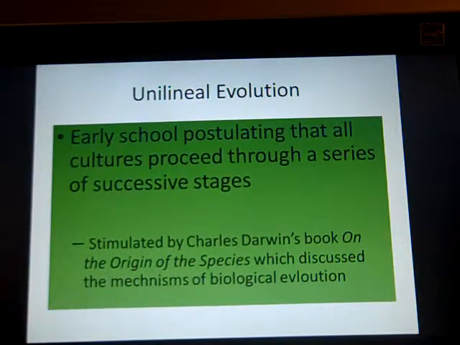Unilineal evolution. This is an early school theorizing that all cultures proceed through a series of successive stages. Kind of like in psychology, how people move through different stages of development. Here in sociology, we're talking about the idea that each culture proceeds through a series of stages. And this was stimulated by Charles Darwin's book On the Origin of Species, which discussed biological evolution.